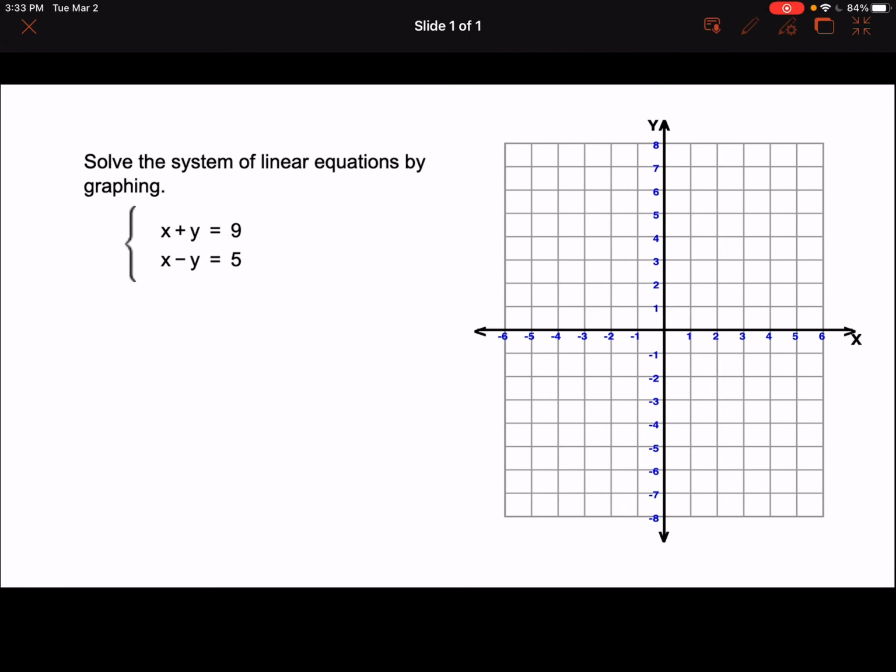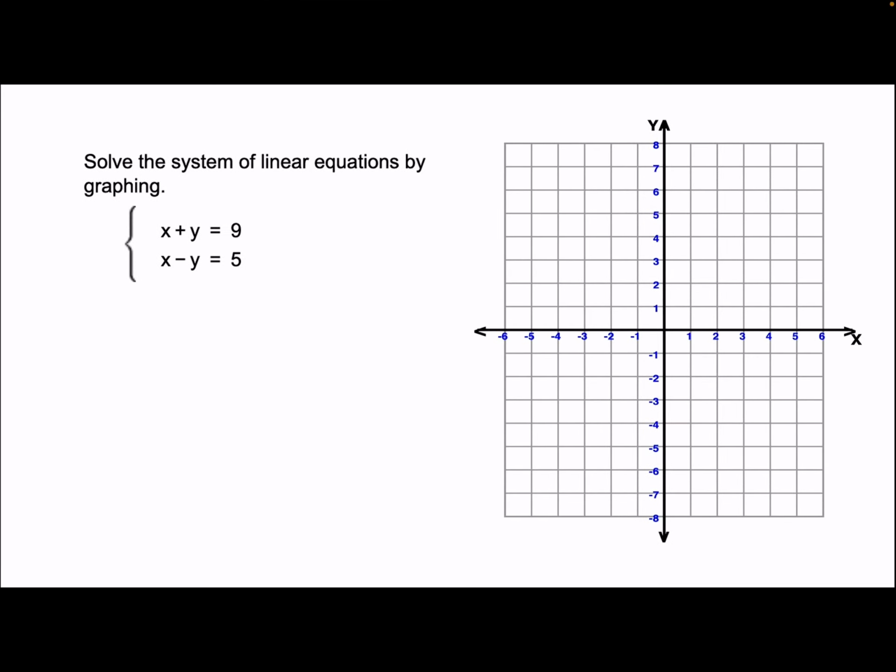Okay, so let's solve this system by graphing. I think this is number 10 in Module 4, Lesson 1. It says to solve the system of linear equations by graphing.